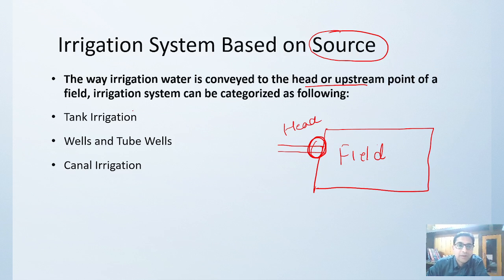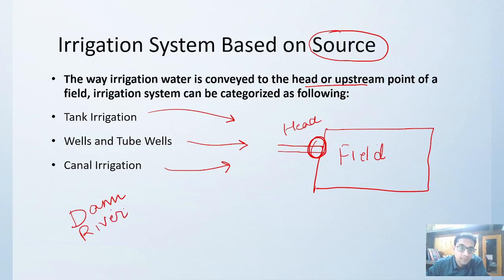Okay, so that can be from tank water, maybe from the wells or tube wells, or it may be canal irrigation. Then some people will say, sir, we can get the water from the dam, we can get the water from the river. So my question is, do you bring the whole dam water to the field directly? Do you get the whole river water to the field directly? No. The dam provides you with channels.